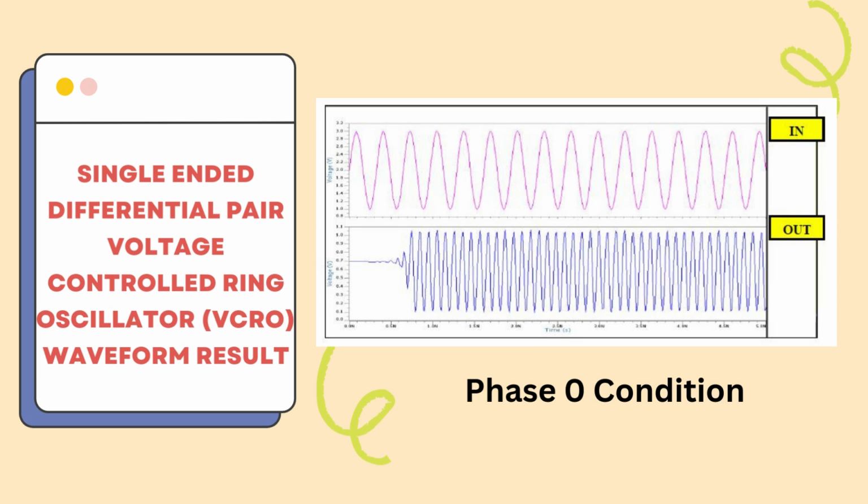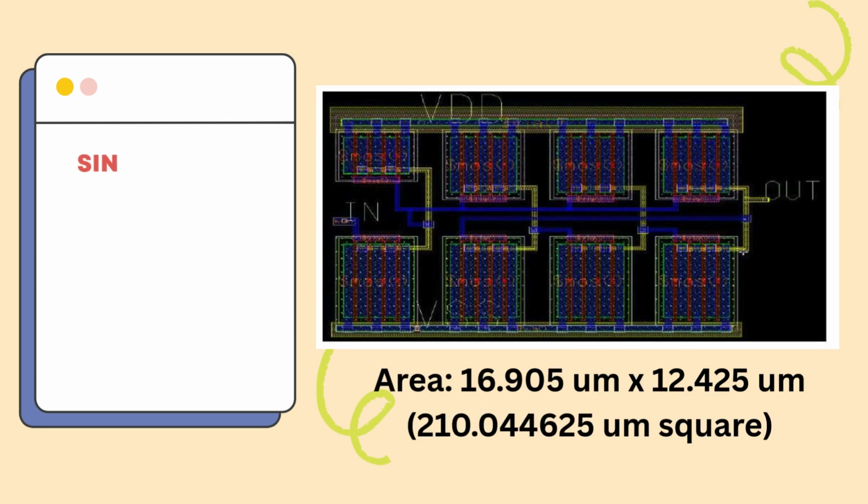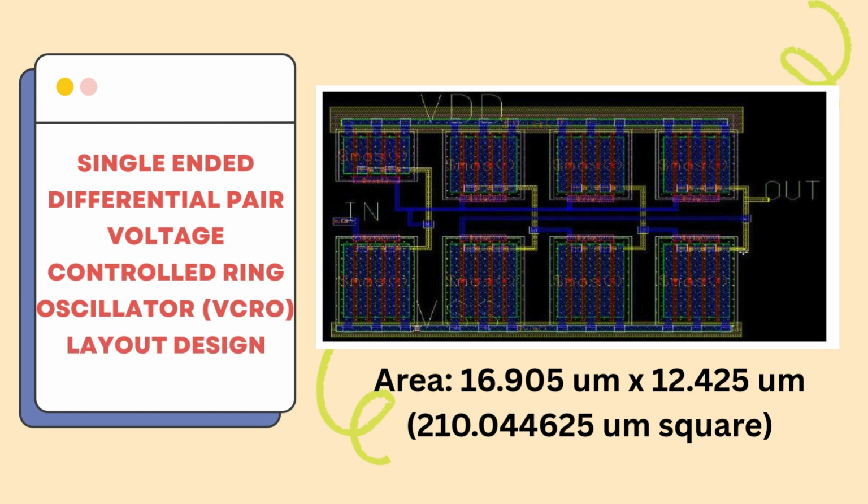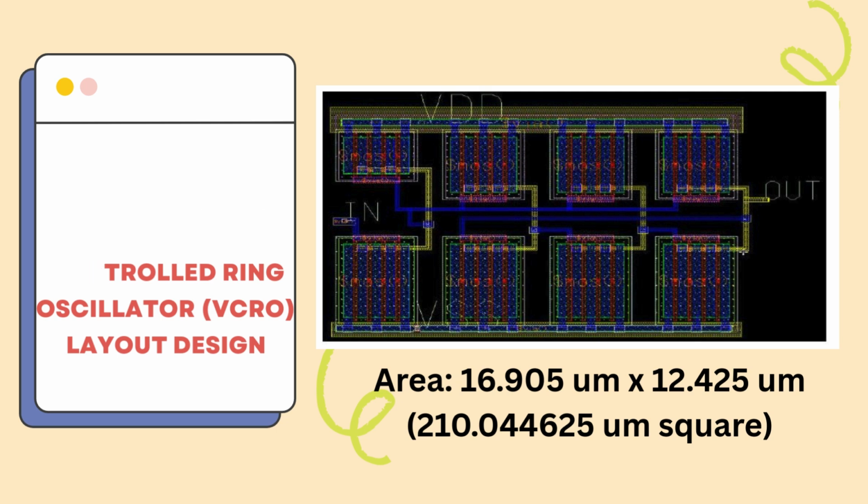Moving to the VCRO layout, as you can see, this is our most compact design compared to the other two sub-blocks. It occupies just 210.044625 micrometers square, measuring approximately 16.905 micrometers times 12.425 micrometers.